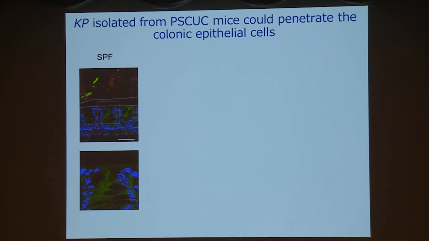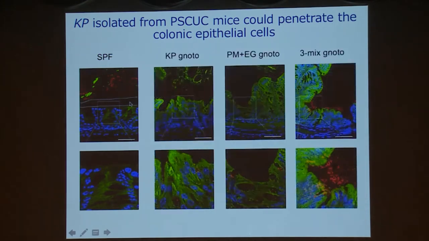We next performed FISH to visualize bacteria, shown in red, in colonic mucosa of the gnotobiotic mice. While no bacterium could invade the colonic epithelial cell by mucin layers in SPF mice, bacterial DNA could be detected underneath the intestinal epithelium in single KP gnotobiotic mice and also three-mix gnotobiotic mice, but not in PM plus EG gnotobiotic mice, highlighting the essential role of KP in the bacterial invasion to colonic epithelial cells.